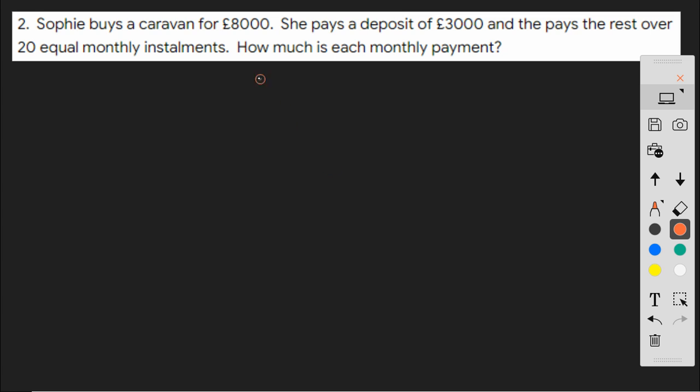Okay, question 2, another long worded question. So what are we asked to do? We're asked for the monthly payment. Let's make sure that that's what we remember to do. So we're buying a caravan. So we've got a caravan here, and the caravan costs £8,000. Right, so we need to know what this means. A deposit, well, that's a lump sum down payment and pays the rest.